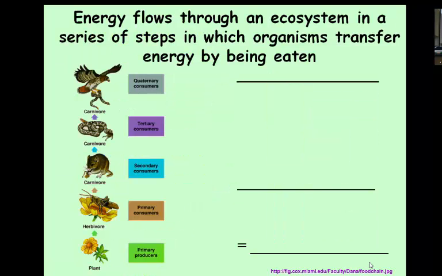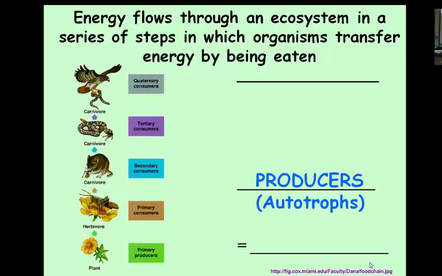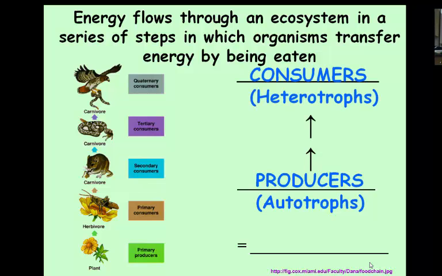Energy flows through an ecosystem in a series of steps in which organisms transfer energy by being eaten. We start off with our producers. Our producers are always going to be our most abundant source of energy. If we look at an energy pyramid, you're going to see them at the bottom, and we're going to see the most amount of them in regards to biomass, because we need the most of them to sustain the quaternary consumers. Then we go from producers to our consumers, and we always point our arrows in the direction in which energy flows, from producers to consumers.